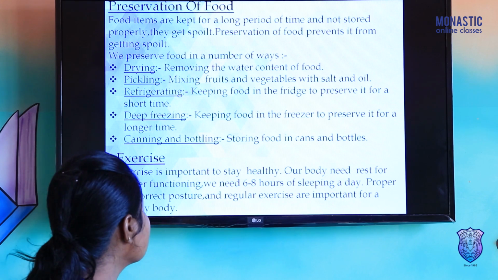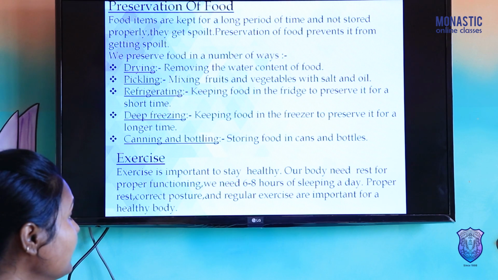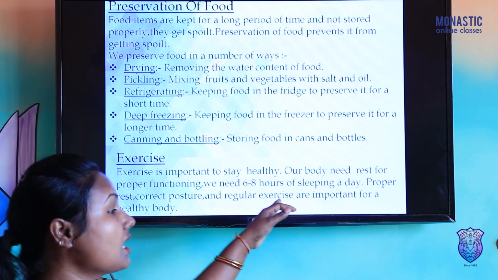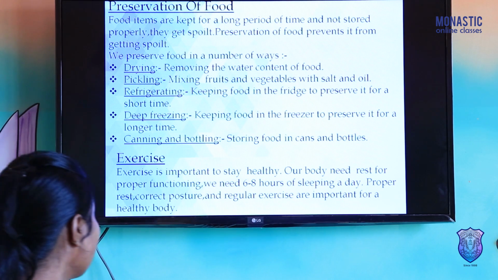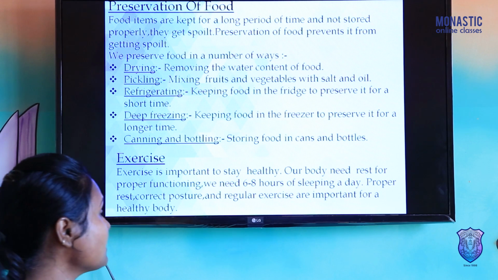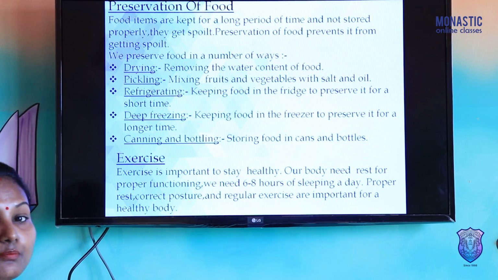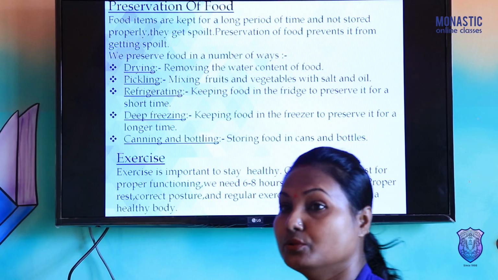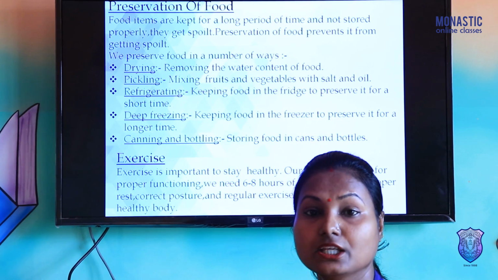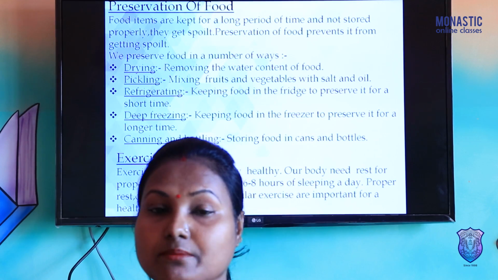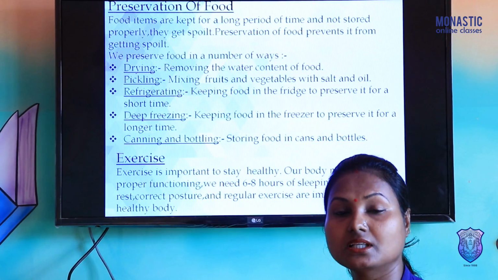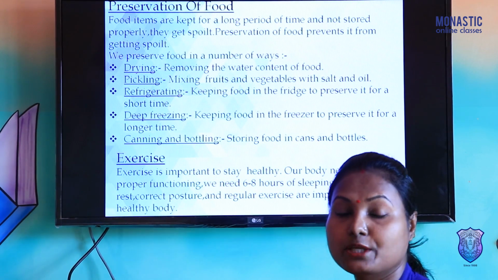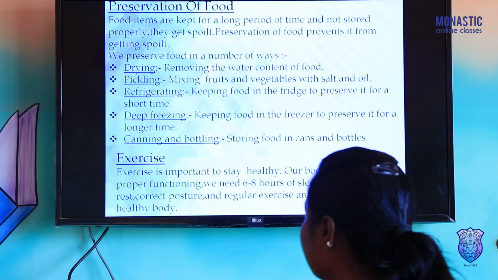Exercise. Exercise is important to stay healthy. Our body needs rest for proper functioning. We need 6 to 8 hours of sleep a day. Proper rest, correct posture and regular exercise are important for a healthy body. So we need proper rest, and we have to do various kinds of exercise like yoga, and play outdoor games like cricket, badminton, etc. In this way, we keep our body fit and healthy.